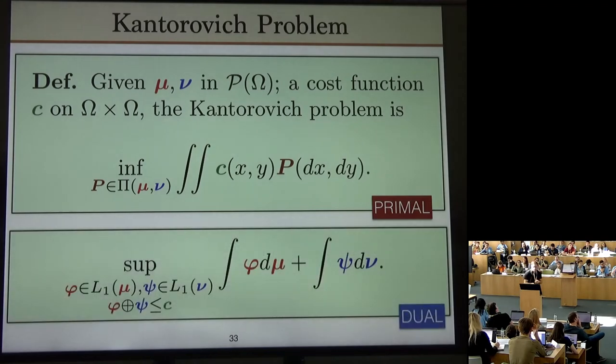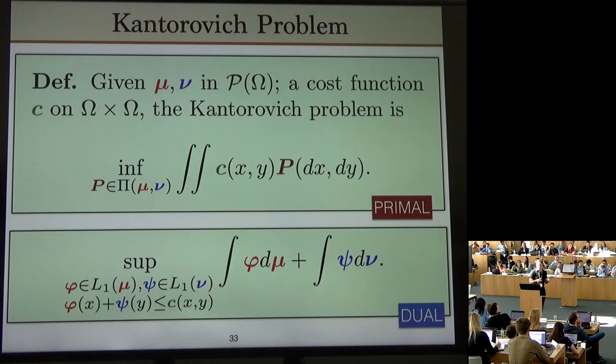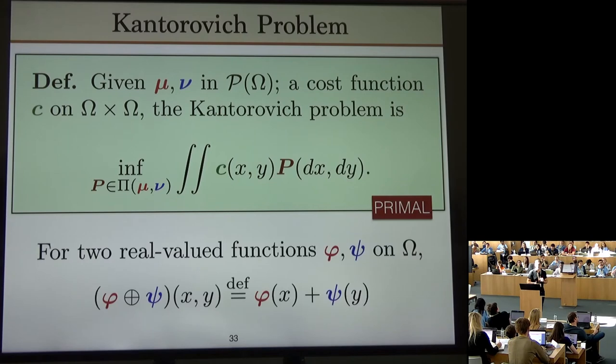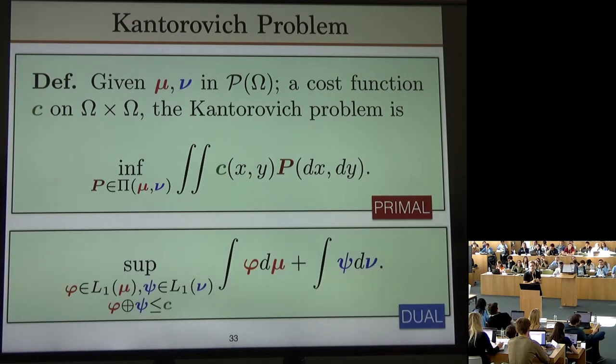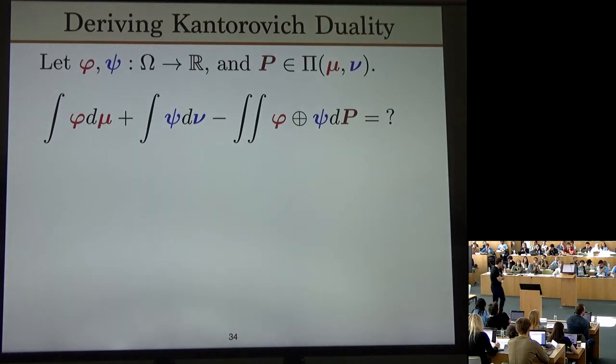In this way, I can use a slightly shorter notation. Phi of x plus psi of y smaller than c of x, y is the same thing as writing that phi oplus psi is smaller than the function c. So let me start and ask a question that you can try to solve. Imagine that I have two functions, phi and psi, whatever they are. I integrate the first one against mu and the second one against nu, the red with the red, the blue with the blue. Then I take a coupling P that has marginals mu and nu. Ask yourself, what is this sum? Integral of phi d mu plus integral of psi d nu minus the double integral of phi of x plus psi of y dP x, y. Anyone has an idea?